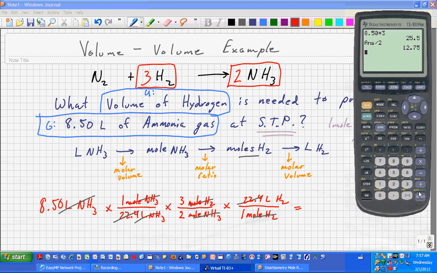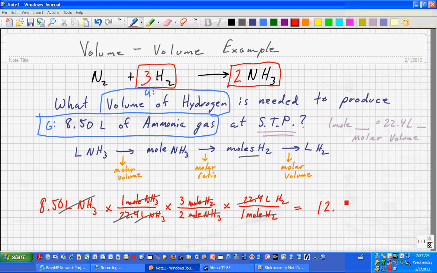Yep, 12.75. Now with 3 sig figs in my answer, because this has 3 sig figs, infinite, 3, infinite, infinite, 3, infinite. 3 is the smallest number of sig figs, so this would be 12.8 using sig figs properly. So 12.8 liters of hydrogen is required to produce 8.5 liters of ammonia gas at standard temperature and pressure.